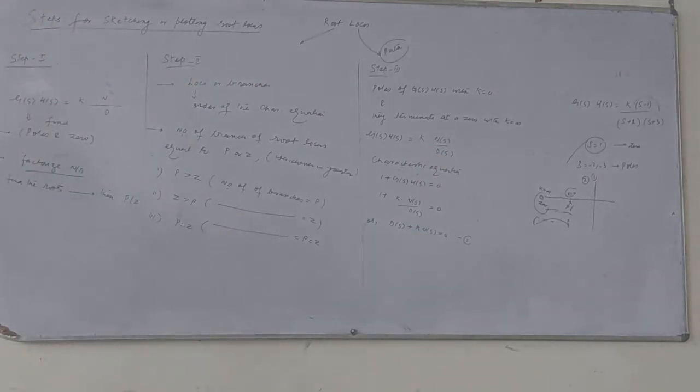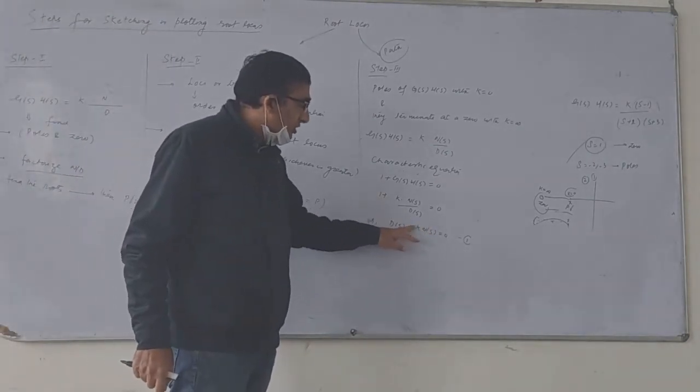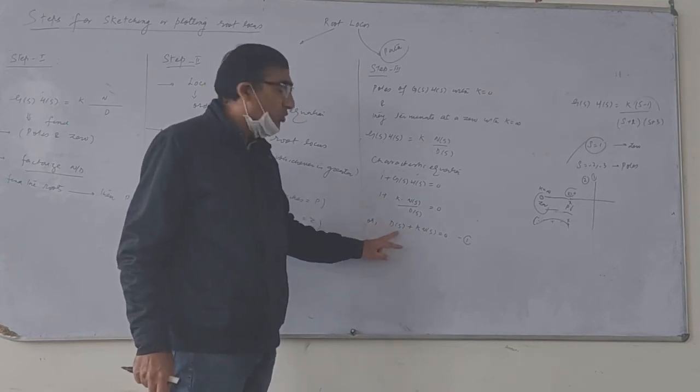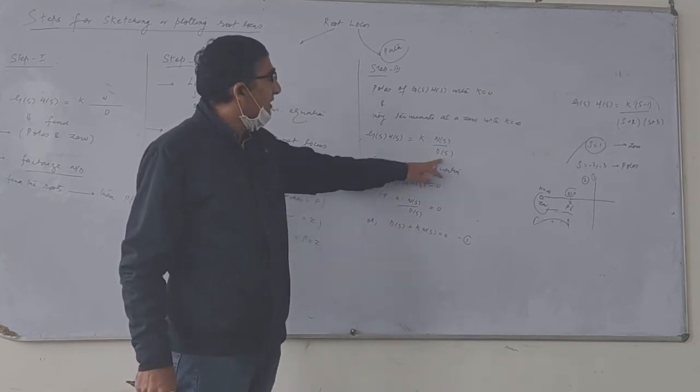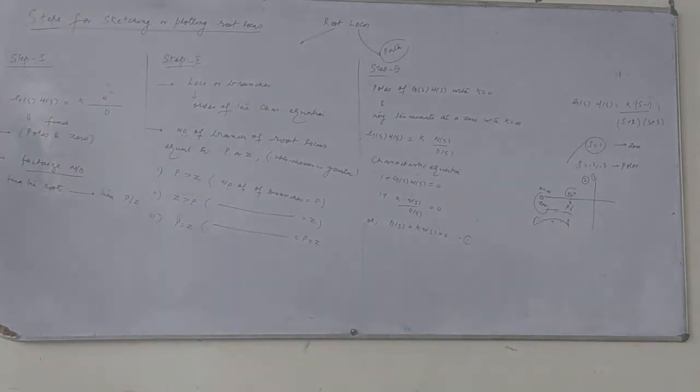Is it clear? Number 1, if I am considering k equal to 0, then substituting that k equal to 0, this portion is zero. So what is left over will be the denominator polynomial. If I am taking the roots of the denominator polynomial, that is nothing but the poles of the open loop transfer function which is present there.